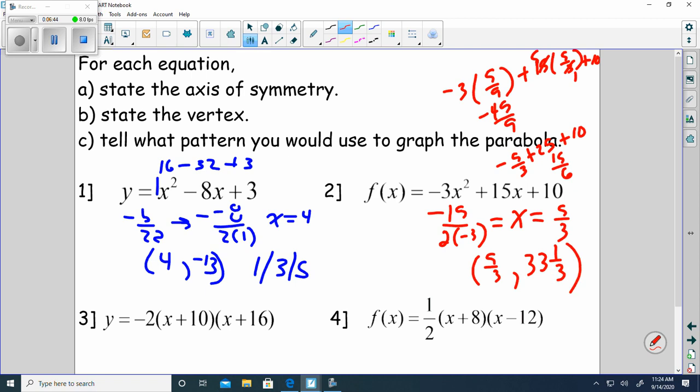And then my pattern graph is going to be negative 3 times 1, 3, 5. So it'll be negative 3, negative 9, negative 15. There's a negative right there. Okay.